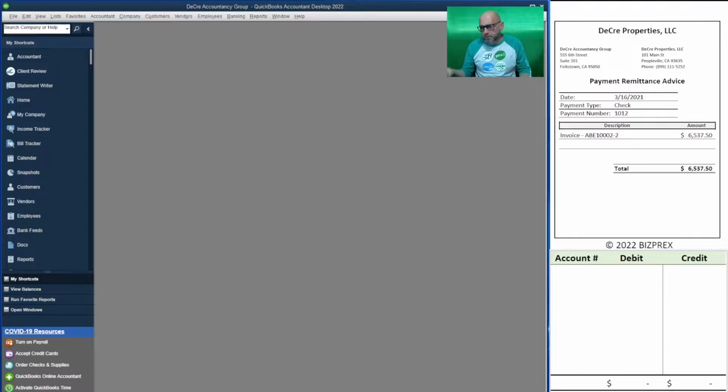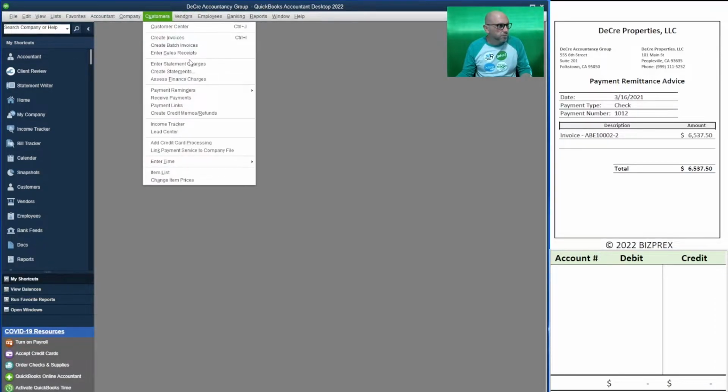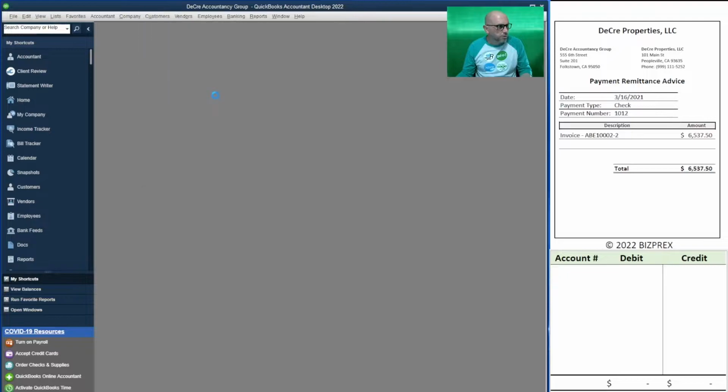So what happens is as these checks arrive from our clients, we put them in the drawer, right? And they're basically stored in that drawer. Right. So again, let's show the debits and credits before they get deposited. So they're called undeposited funds. Customers. Receive payments.